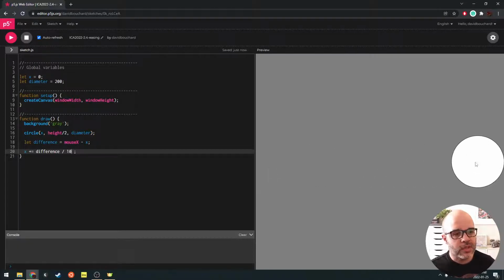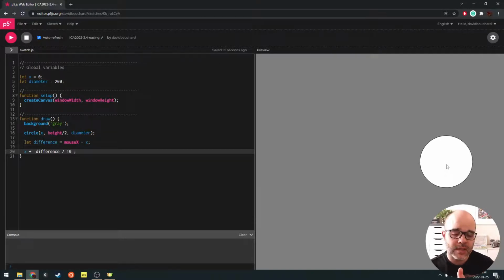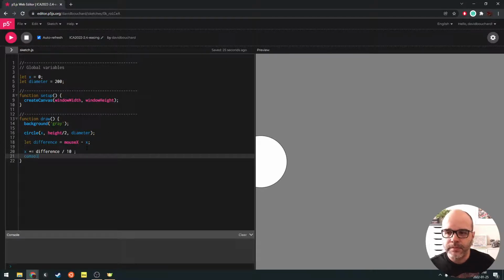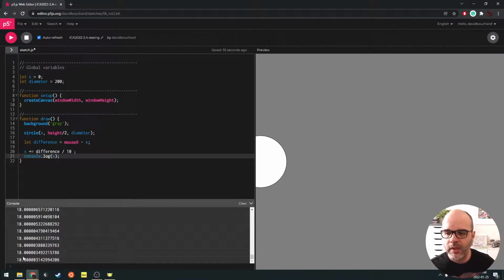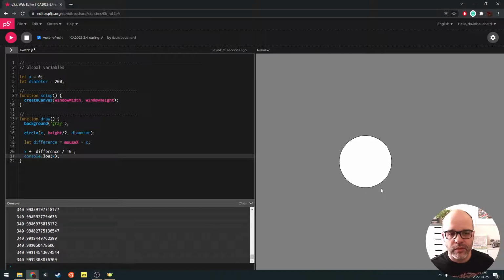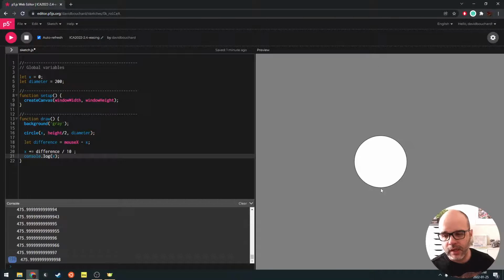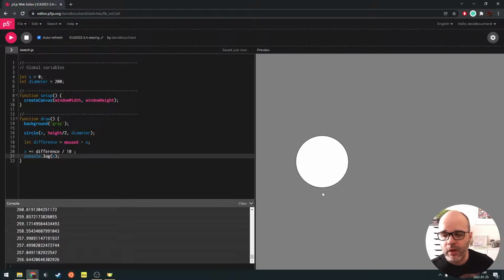So the bigger the difference, the faster we're going. And as we get closer, that fraction is getting smaller and smaller. And eventually, in fact, we're not going to ever quite get there, but that number is going to get so close that it's going to be less than a pixel, and it's not going to visually make any difference. Even though if we were to log x, we will see that it's going to be a decimal number that's going to get very close to wherever the mouse is, but never quite. Eventually we get so close that it gets beyond the number of decimal places we have access to in our variable, and it doesn't really matter.